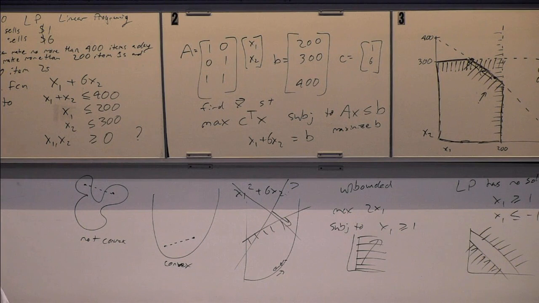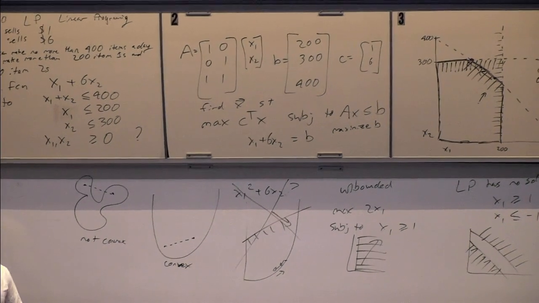Okay, yeah? Well, there's no guarantee that a linear program requires a unique answer, because I recall that if the slope of the objective function is equal to one of the slopes of the constraints, then every point on that constraint is going to be a solution.